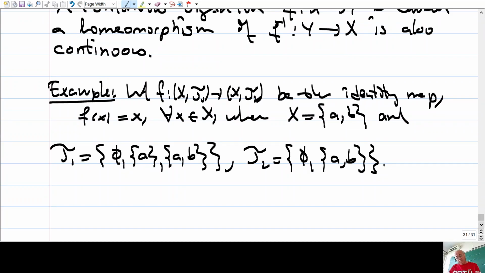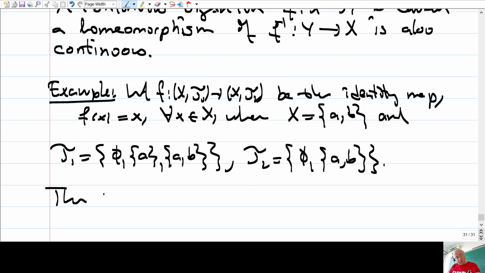Well, then f is clearly continuous, right? The inverse image of the empty set is the empty set. The inverse image of {a, b} is {a, b}. So I have just two open sets, and inverse images of these open sets are open. Therefore, f is a bijection, it is the identity map, it is continuous. But the inverse map is not continuous, right?